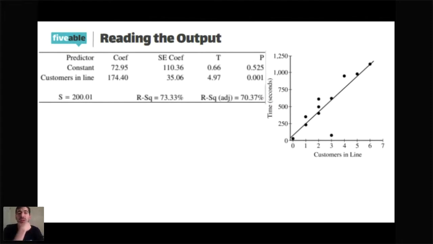So I realize I'm not 100% sure what your teacher means by leverage, but influential points are points that impact the equation of the line. And typically they are points that are just really far away from everything else.